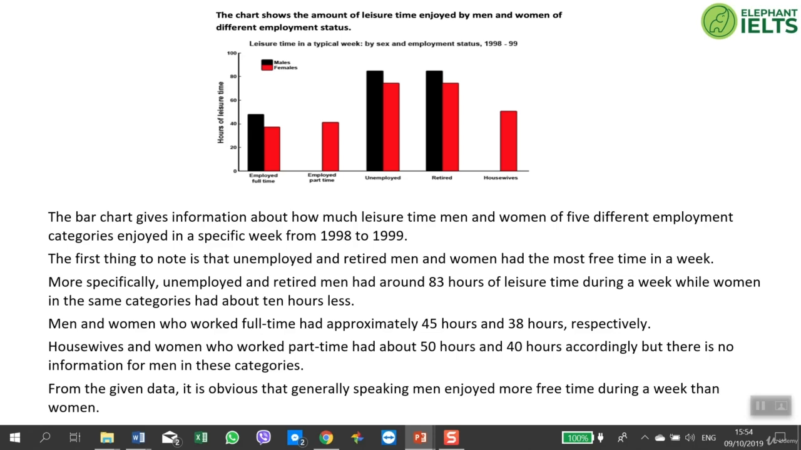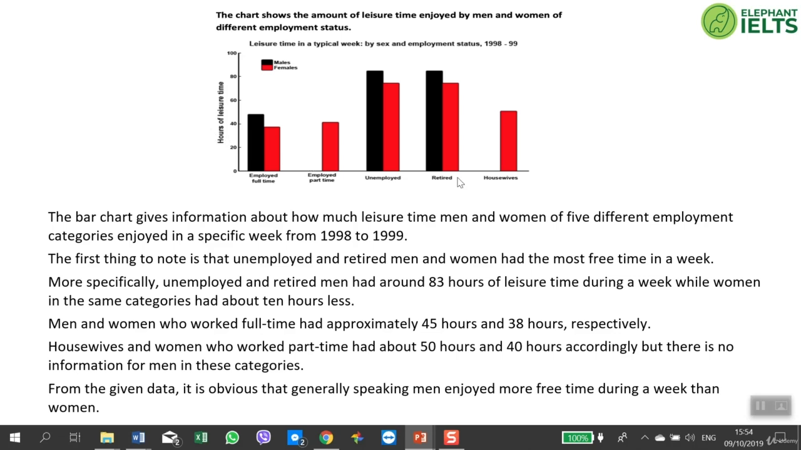So very often you will see a table, for example, with some information missing. That does not mean that men had no free time in this case, or that there were no house husbands. That simply means that maybe they were not part of the research, or there's no information given for men in those categories. So even though it doesn't say anything, that means there's no information.